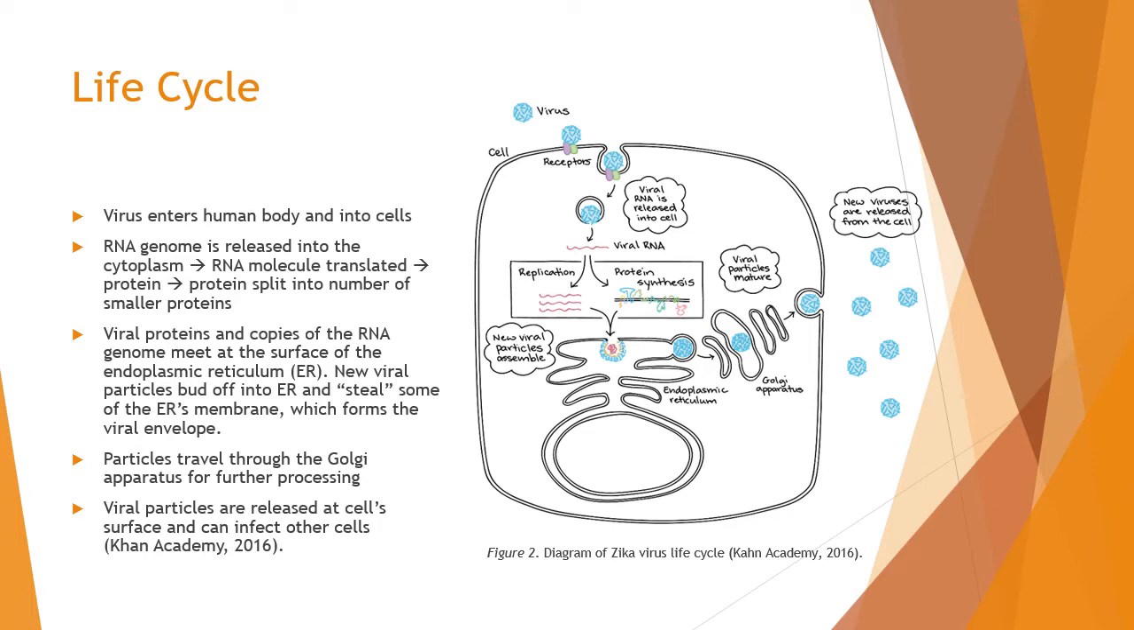Then these viral proteins and copies of the RNA genome meet at the surface of the endoplasmic reticulum, or the ER, and new viral particles bud off into the ER, and when they do this, they take some of the ER's membrane, which then forms the viral envelope. These new viral particles travel through the Golgi apparatus for further processing before they are released at the cell surface. And now they are free to infect other cells, which continues the infection cycle.